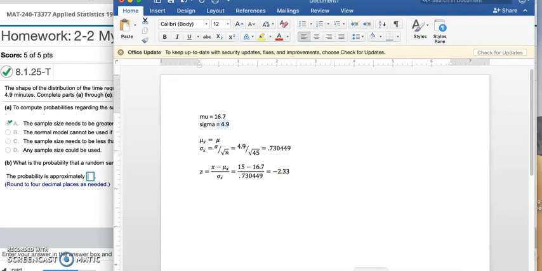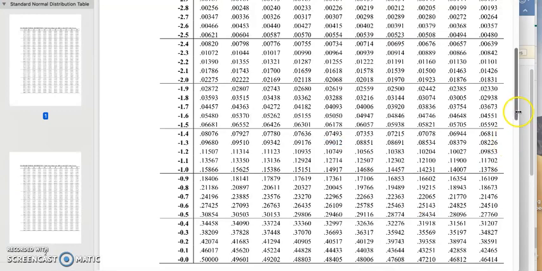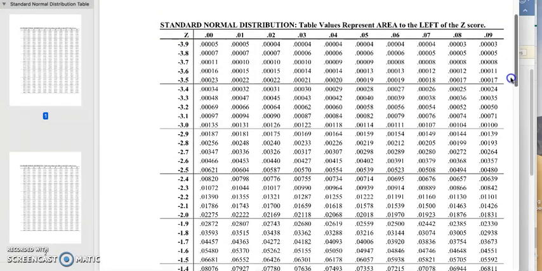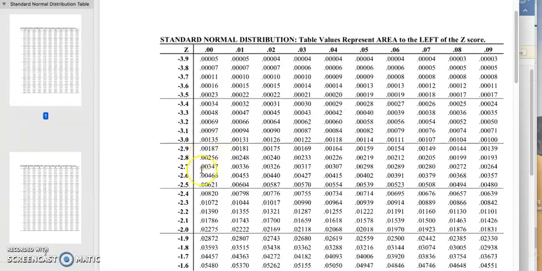So let's take a look at that table. We have negative 2.33. So here we have negative 2.3. Then we need to go over to 0.03. And so that gives us negative 2.33. If you have any questions about that, let me know. It was in the lesson this week, and I know it's in the interactive text, so let me know if you have any questions about that.